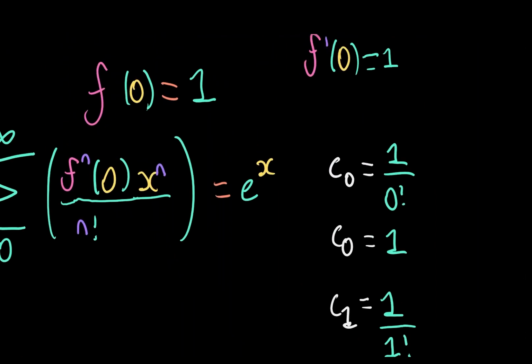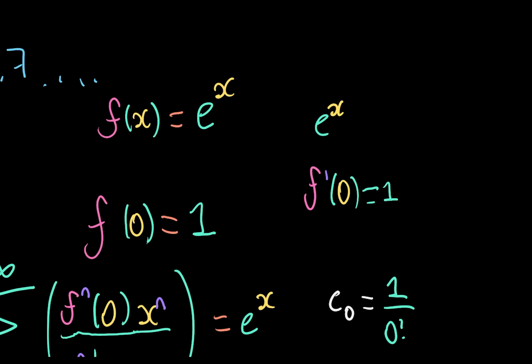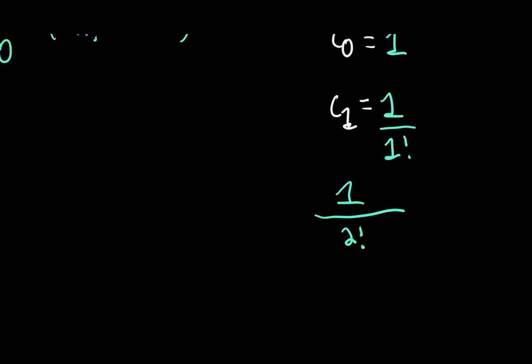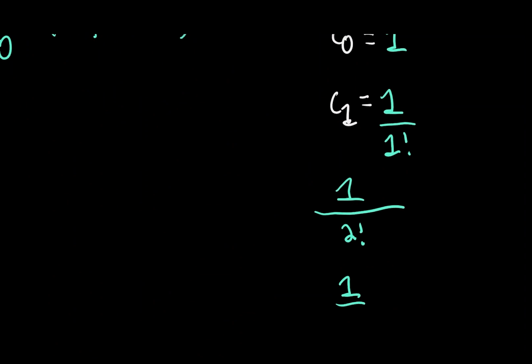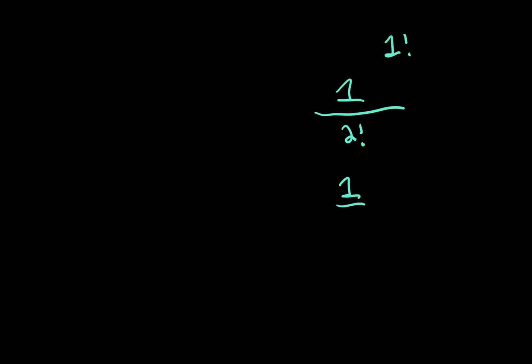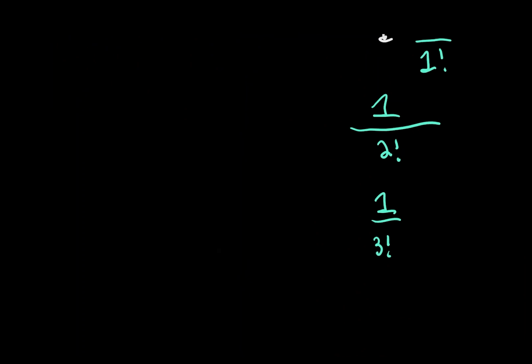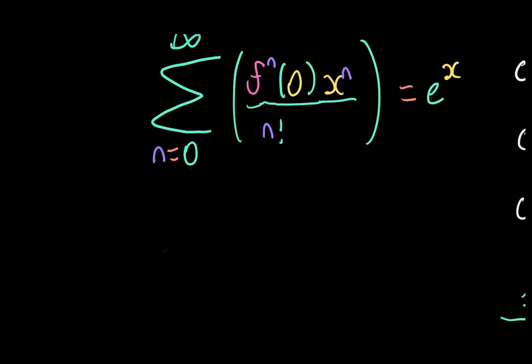Okay? And then let's do it again. Derivative of e to the x equal to e to the x. E to the power 0 is 1. Okay, and then it's going to become 1 divided by, well, n is equal to 3 this time. So it'd be 1 over 3 factorial. So your series is going to look like this.